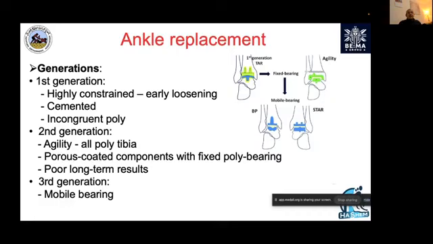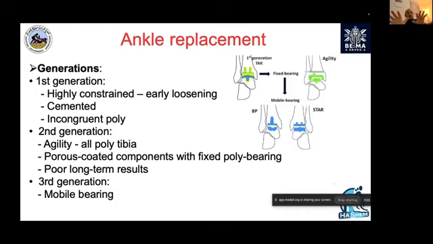The first generation was very highly constrained, as you see on the left side. Because it's highly constrained, there is a lot of stress on the interface. To understand this point, you need to understand that every joint, and this applies everywhere, not only to the ankle, but the hip, knee, shoulder, whatever, you balance between 2 points, stability and loosening. If you want your implant or your joint to be stable, at the same time you don't want it to be very stable, because if it's very stable in itself, it puts a lot of stress on the implant and bone interface, and this ends in lysis or loosening.